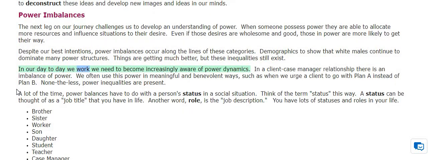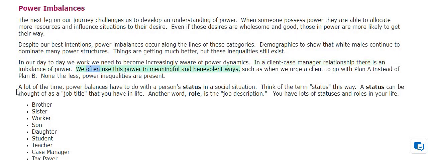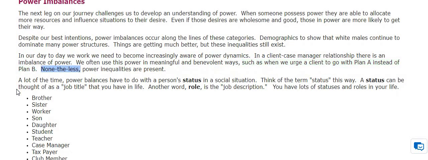In our day-to-day work, we need to become increasingly aware of power dynamics. In a client-case manager relationship, there is an imbalance of power. We often use this power in meaningful and benevolent ways, such as when we urge a client to go with Plan A instead of Plan B. Nonetheless, power inequalities are present.